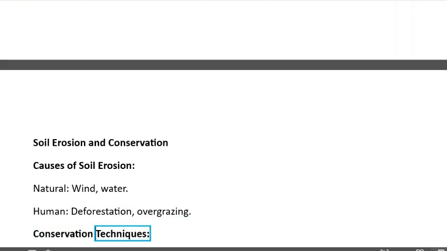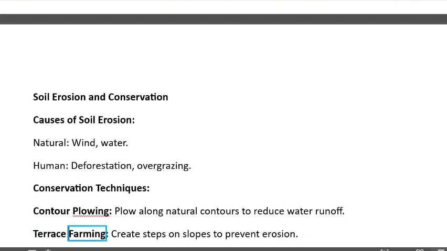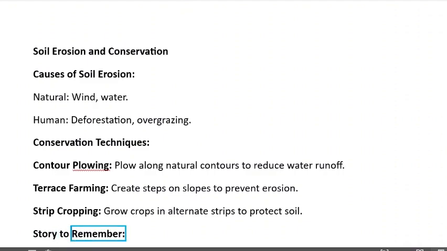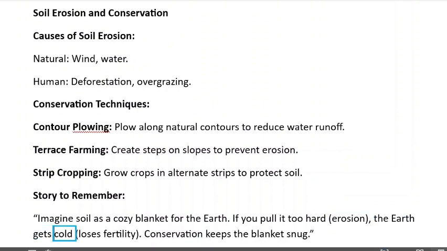Conservation techniques: contour plowing, plow along natural contours to reduce water runoff. Terrace farming, create steps on slopes to prevent erosion. Strip cropping, grow crops in alternate strips to protect soil. Story to remember. Imagine soil as a cozy blanket for the earth. If you pull it too hard, erosion, the earth gets cold, loses fertility. Conservation keeps the blanket snug.